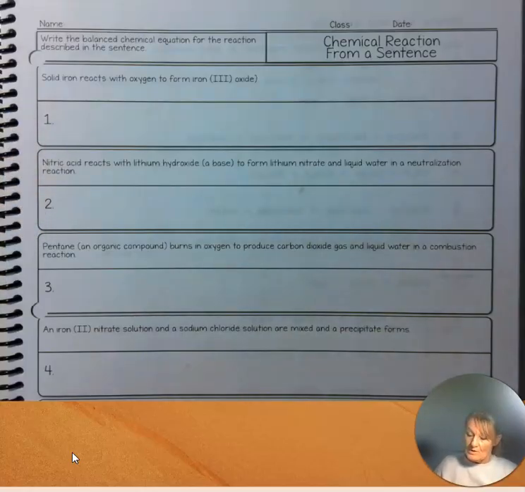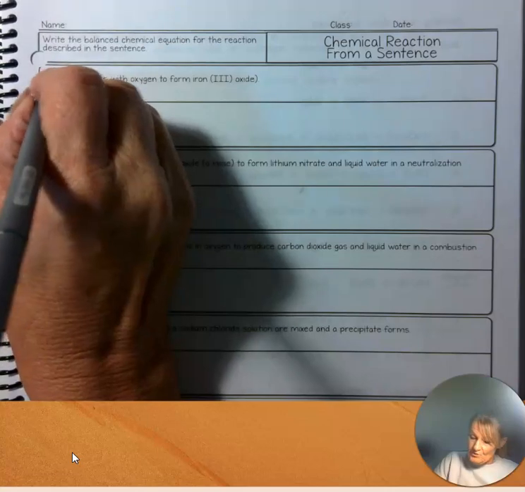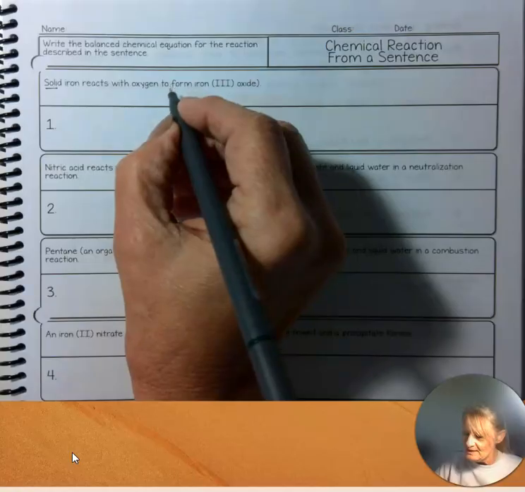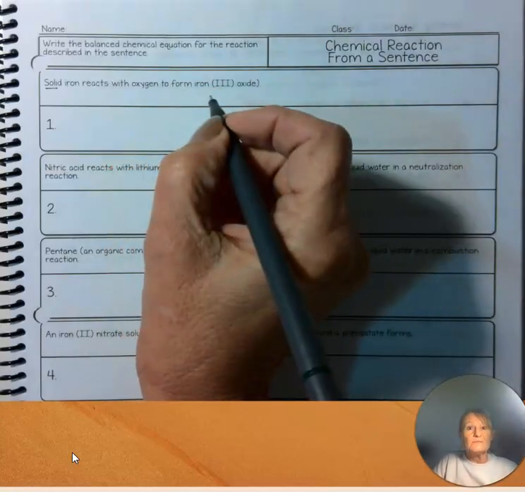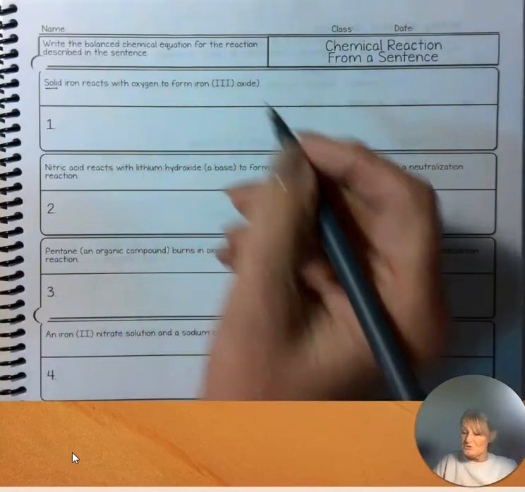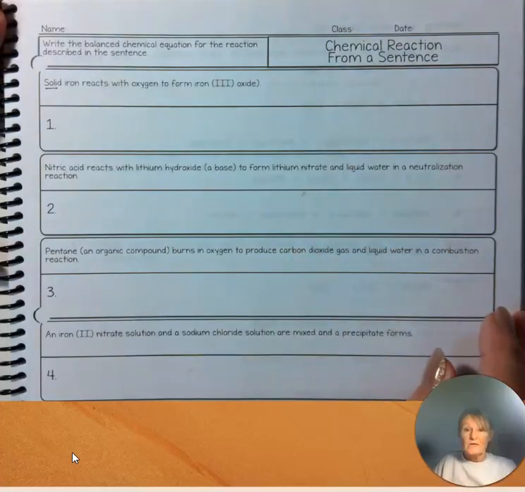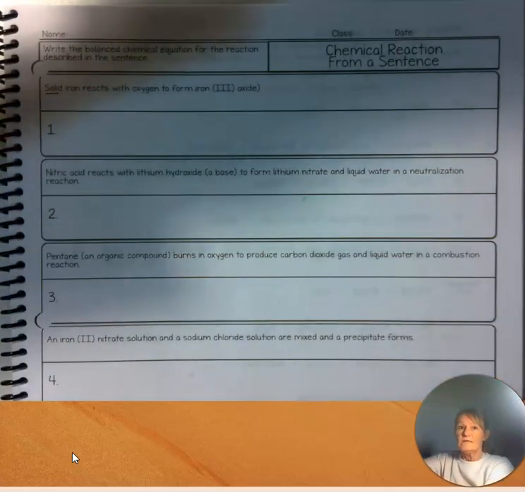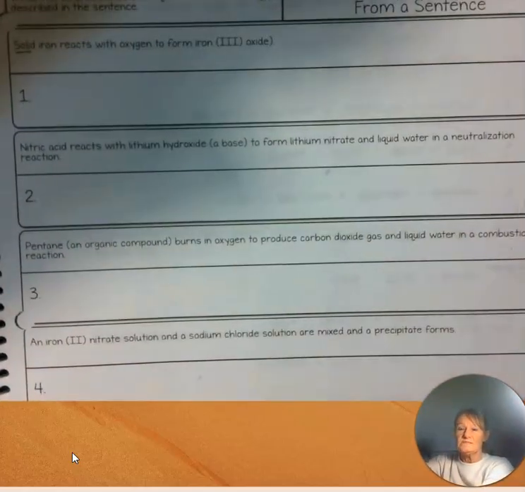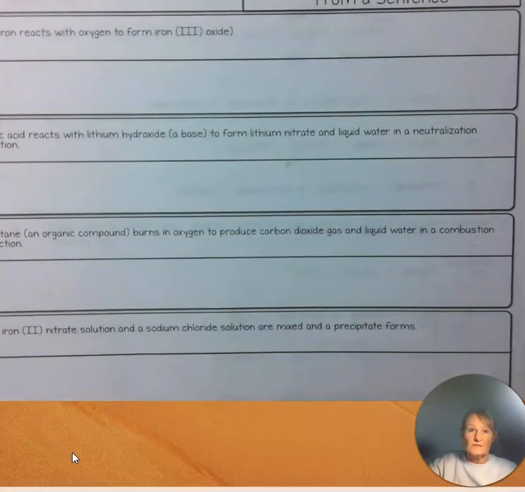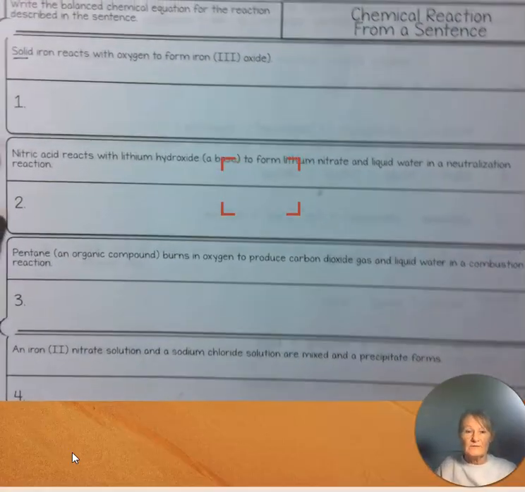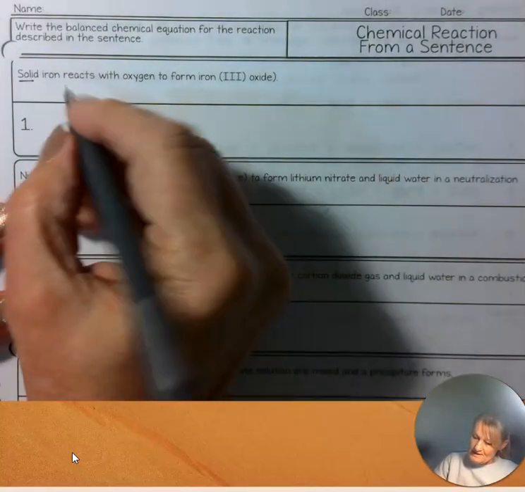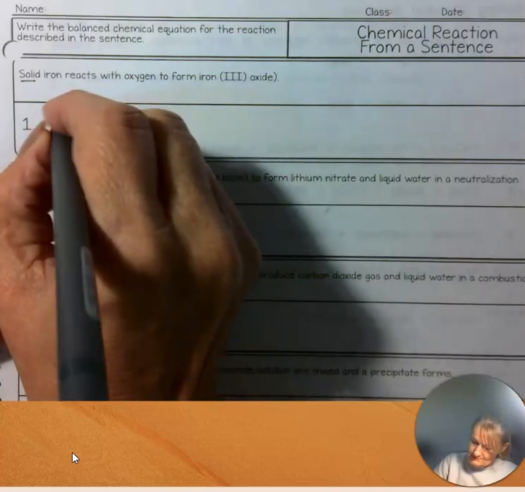Again, we're going to watch for these key words. And remember, when we talk about oxygen or diatomics, we need to be sure that we do the O2. Okay, so on your sheet, I'll zoom in just a little bit so you can see on mine a little better. There we go.